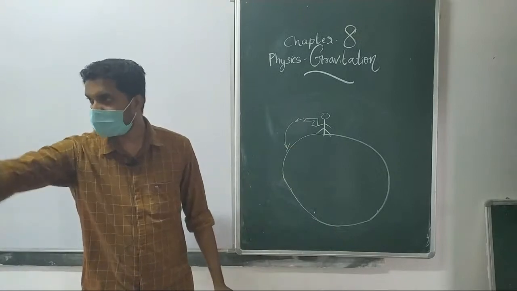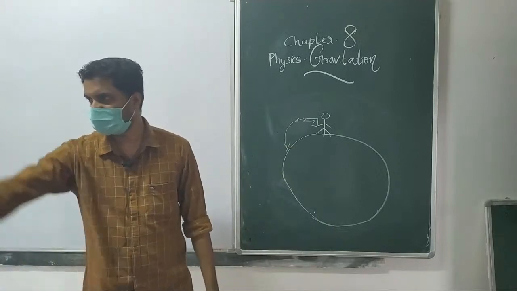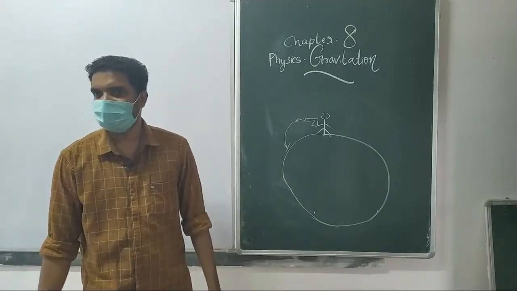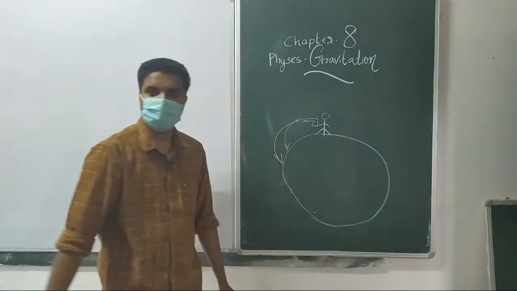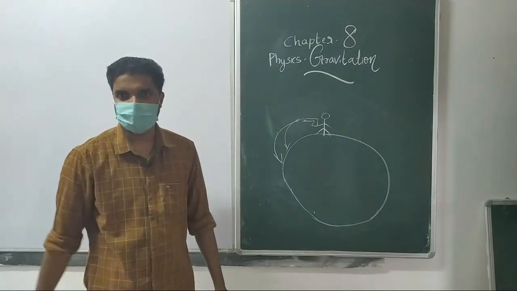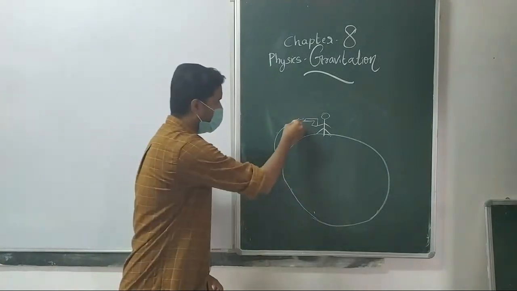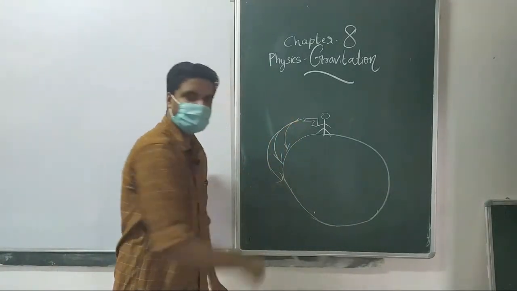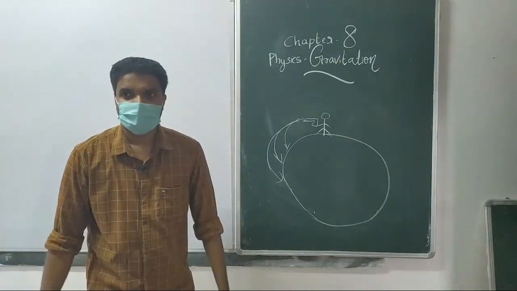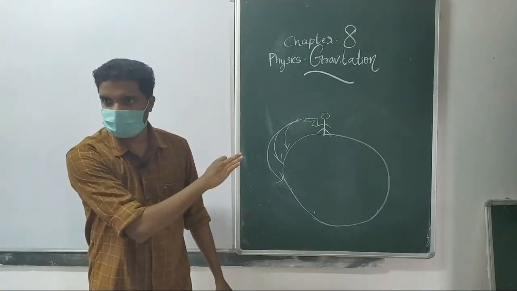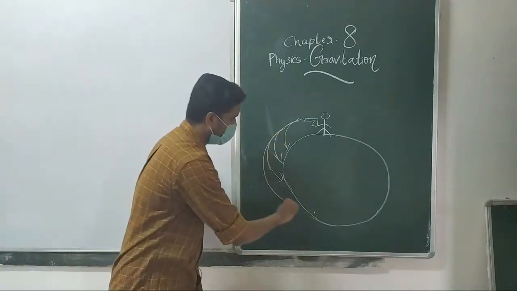And I am firing with more muzzle velocity. What can happen? It will move a little more distance, right? The bullet will go a little more distance. Again, I am firing with more velocity. What can happen? I am throwing a ball or firing a bullet with more velocity. Understanding this figure? More velocity.